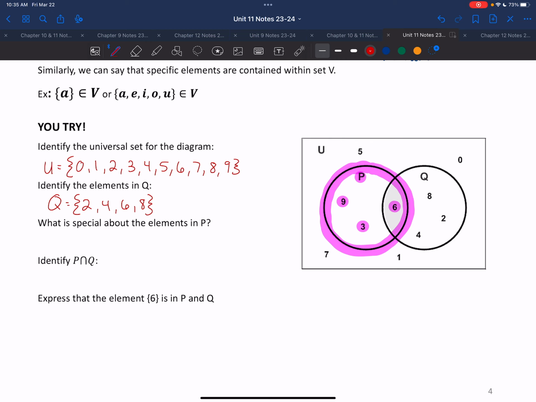So it says, what is special about the elements in P? They are multiples of 3.